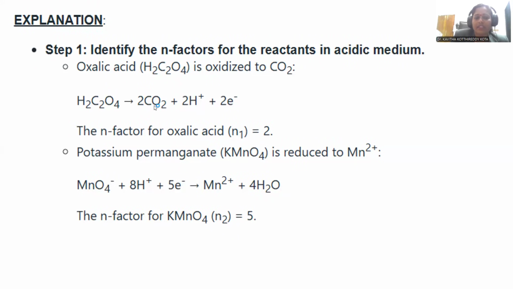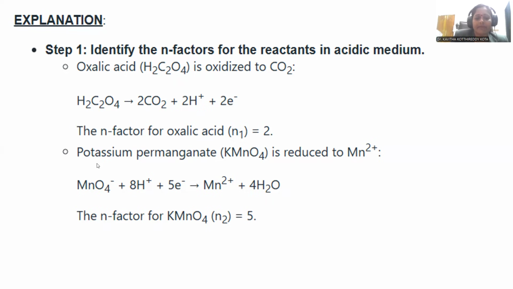Oxalic acid, after the reaction, is converted into 2 moles of carbon dioxide, 2 H plus ions released and 2 electrons also released, right? So this is the way 2 electron release takes place. The N factor for oxalic acid will be 2. It is able to release 2 electrons, so the N factor will be 2.